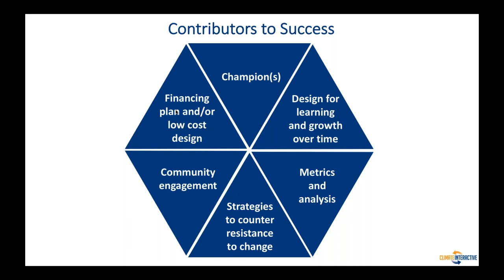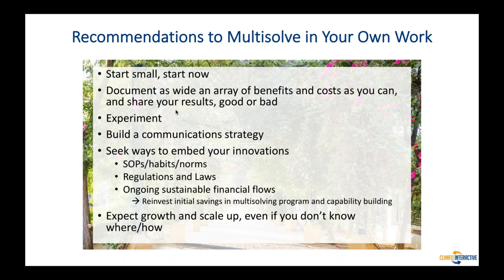Metrics and analysis, I think we saw that as well. Really thinking about what you can measure that's going to show the multiple benefits of your work, and then using whatever you measure to help reward people's efforts and inspire more action. Strategies to counter resistance to change. I think each study had some careful thinking about that, community engagement, and attention to the financial aspect. What are the benefits? Is there a way to take the savings and plow those savings back into taking your program even further? These are a handful of recommendations, and there's much more detail about each of these in our report.